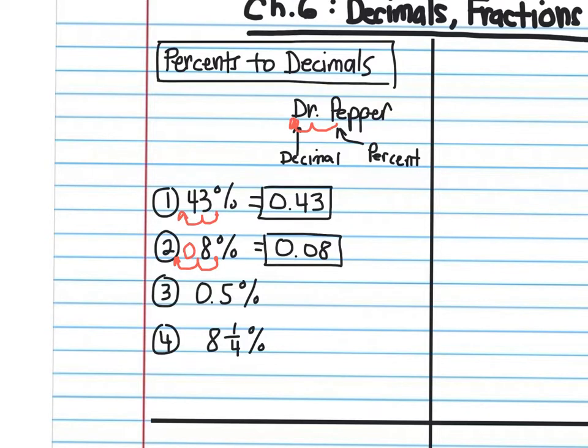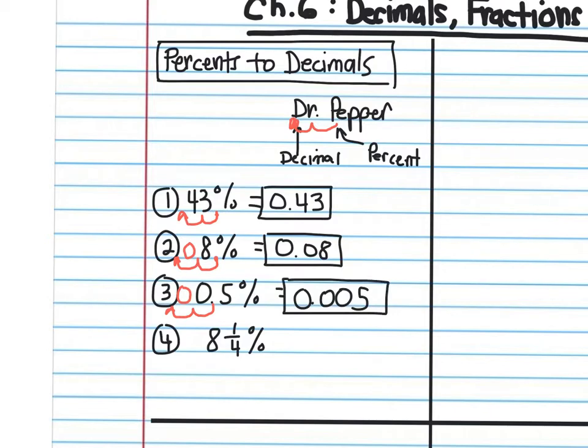Number 3, the percent is 0.5%, and there's already a decimal in the number, so this is where we start. We start at that decimal point, right here, and now we're going to move it 2 times to the left, so we go 1, 2, and we put a 0, so then our decimal for 0.5% is 0.005.